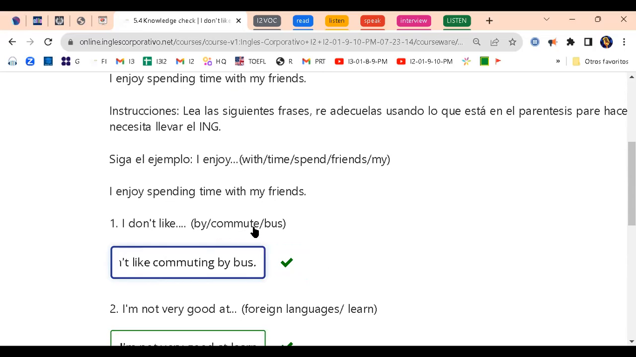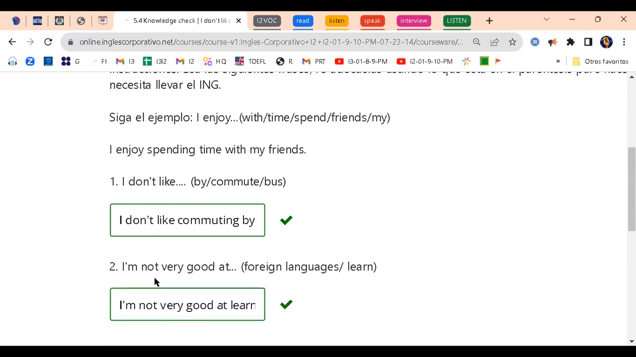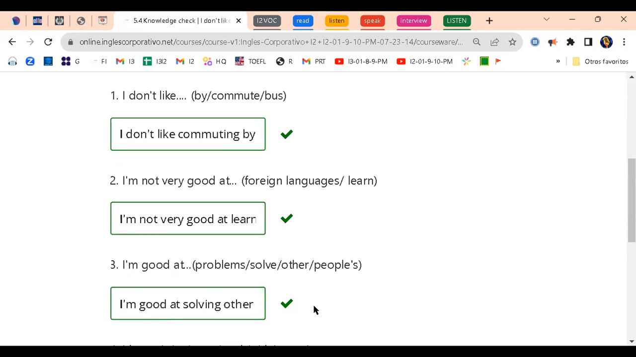Después de like, sigue commute, el verbo transportarse en bus. Aquí dice, I'm not very good at, ¿cuál es el verbo acá? Learn. ¿Cómo lo tenemos que ubicar? Utilizar un gerundio. I'm not very good at learning foreign languages. Y el punto ahí, hay que checar si hay doble espaciado. Este era el ejercicio que tenía problema.